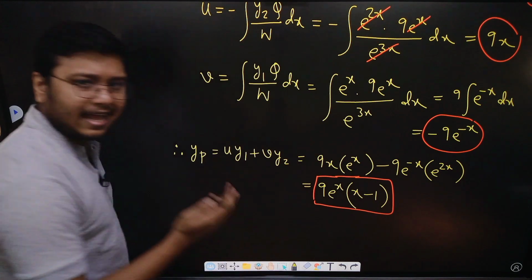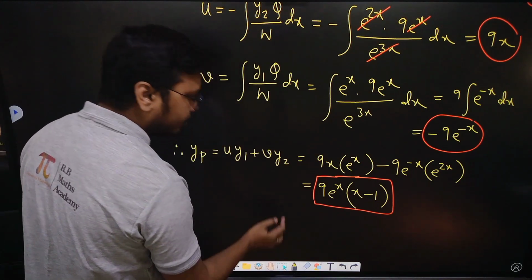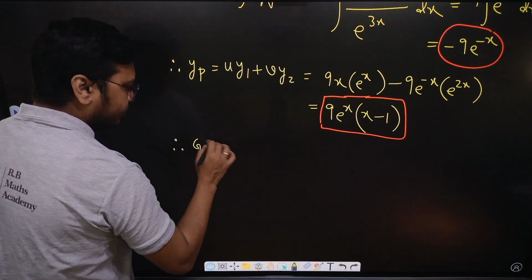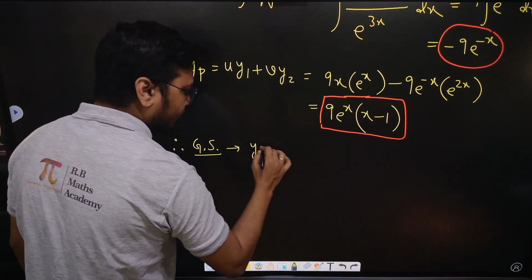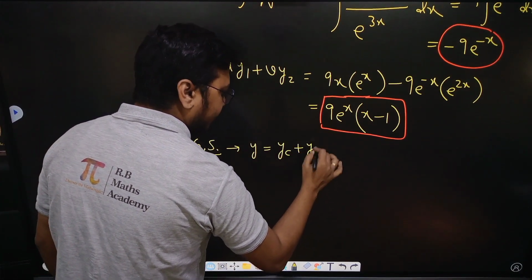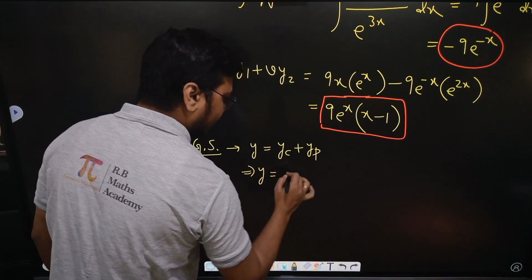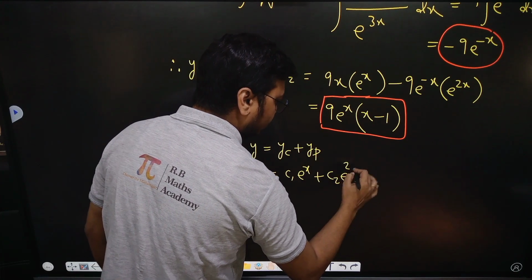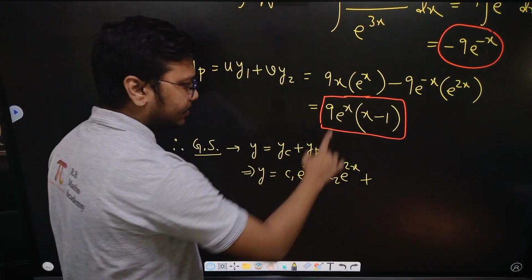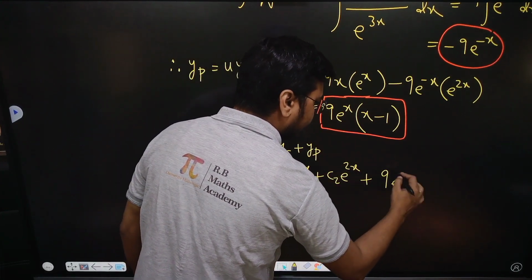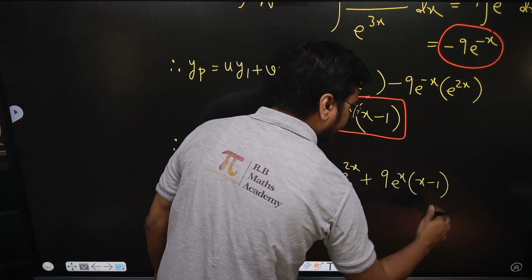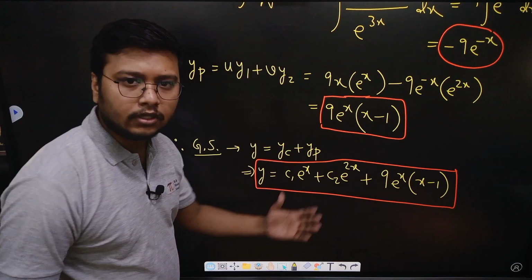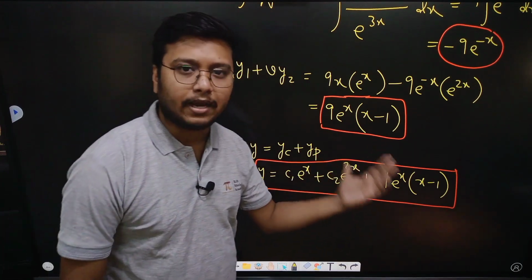Okay, and finally we'll write the general solution. So the general solution is given by yc plus yp. yc was c1 e to the power x plus c2 e to the power 2x, plus yp is 9 e to the power x whole into (x minus 1), and that's the entire solution using variation of parameters.